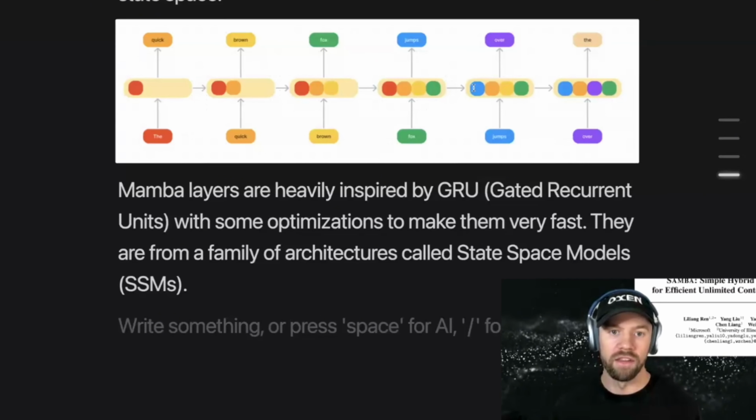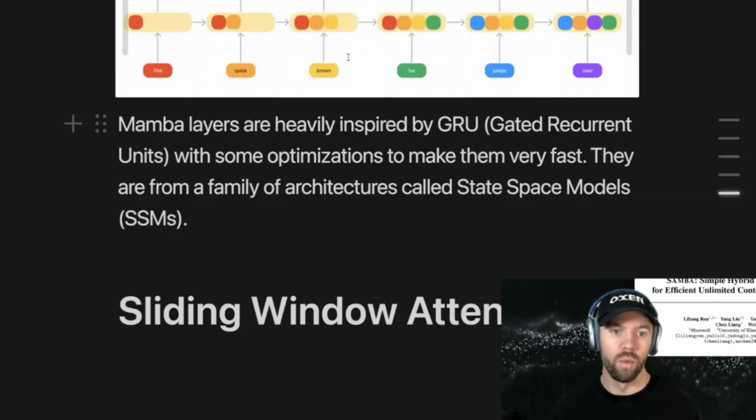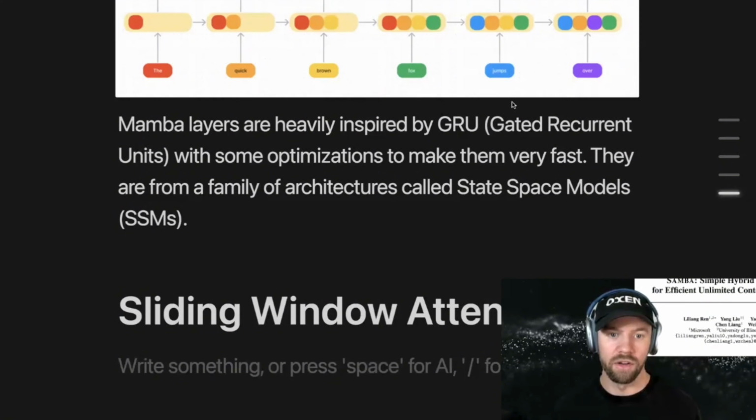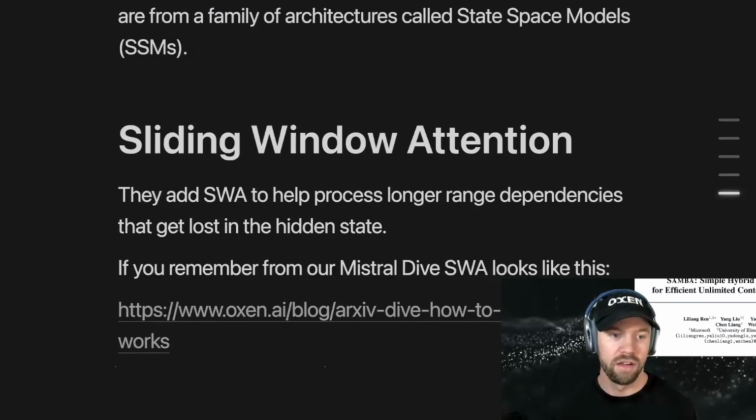And the problem with this is the fact that this hidden state is going to have to decide what we're going to keep and what we're going to get rid of. So that's where they add in the sliding window attention, and the sliding window attention helps them process longer sequences and lets the Mamba layer specialize in what it does best.